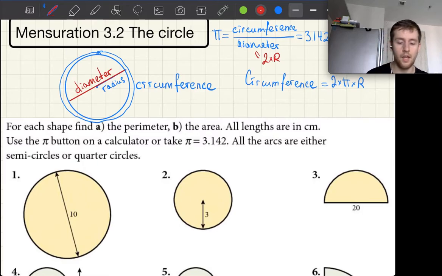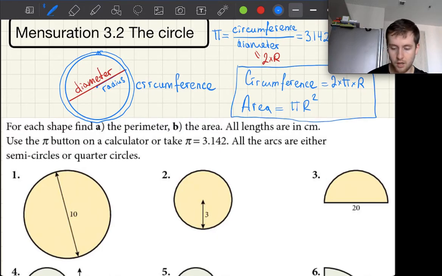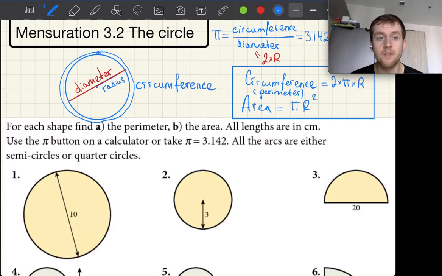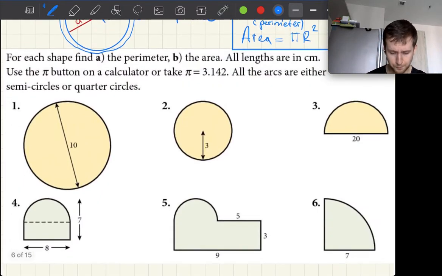All right, and then one more formula is for the area of the circle. The area of the circle is equal to pi r squared. These formulas you have to know any time of day. They will come up very often, so make sure to memorize them. Again, the circumference, in other words the perimeter, and the area: two very important formulas. Let's get started.